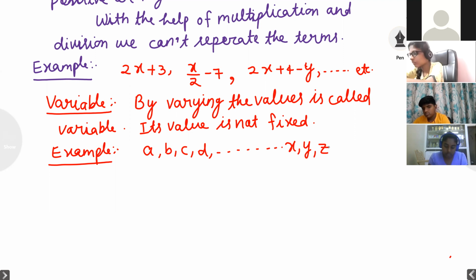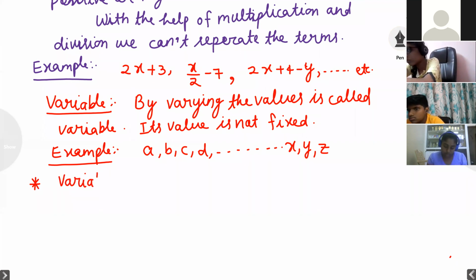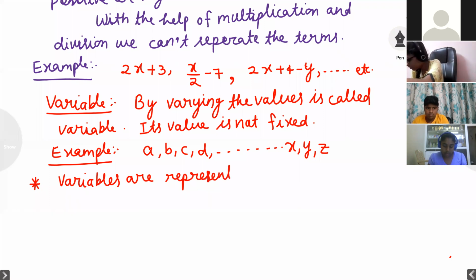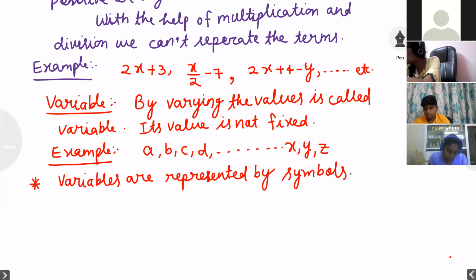Keep first star point. Variables are represented by symbols. Wherever a symbol is coming, students, keep in mind that is what? Variable or constant? Variable.